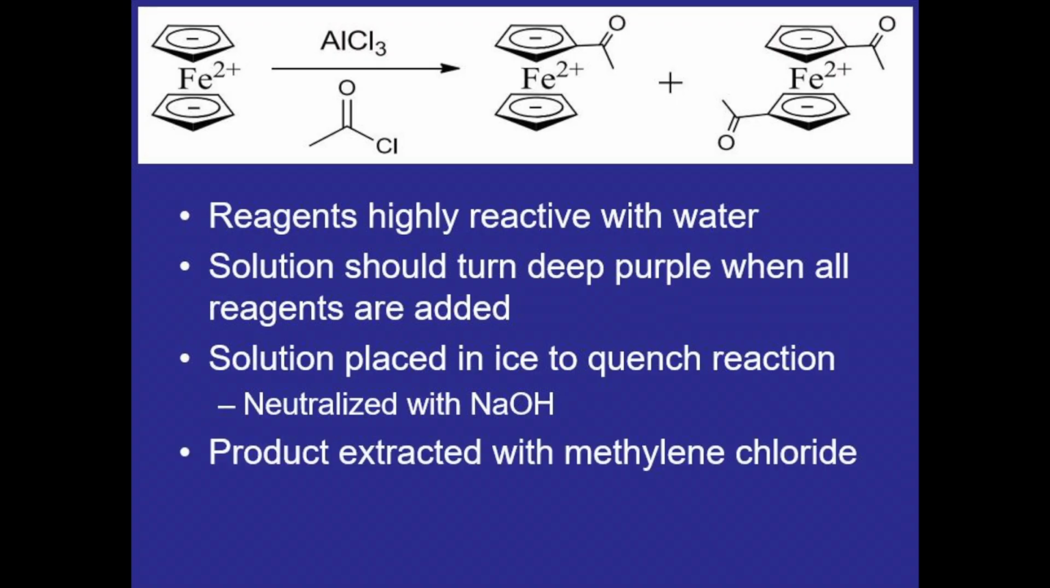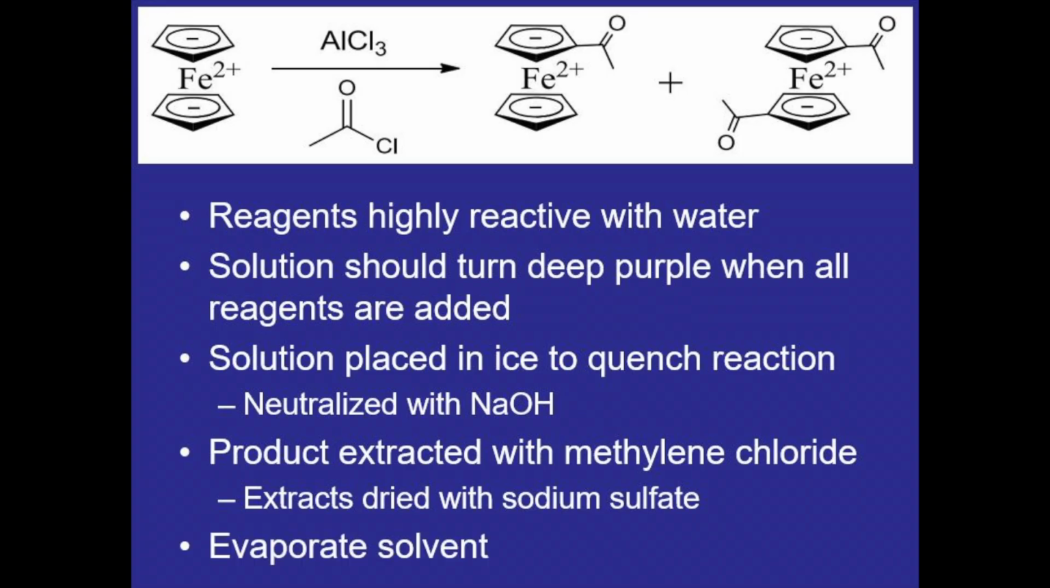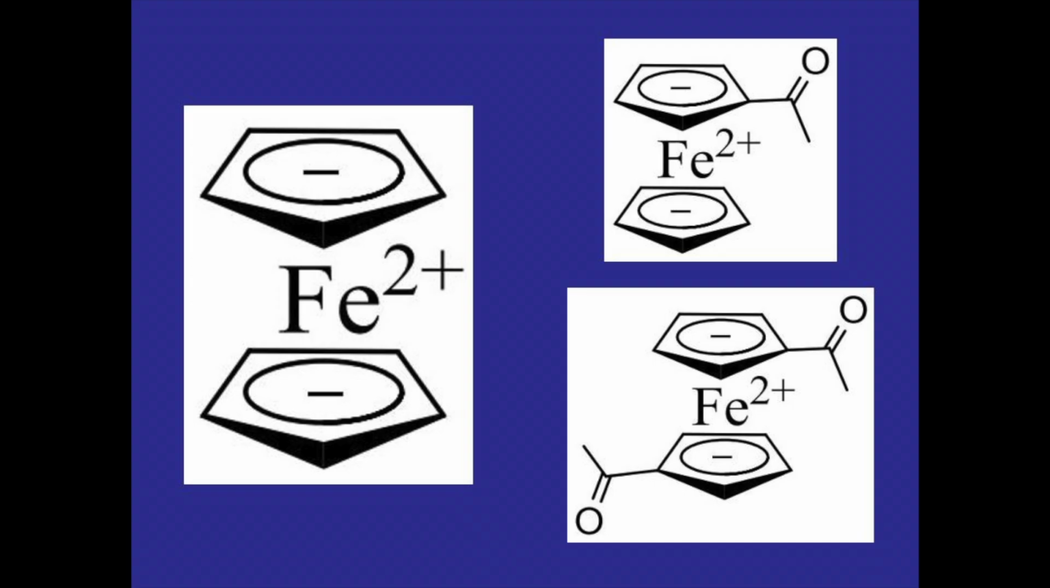Then the products can be extracted with methylene chloride and the extracts dried with sodium sulfate, and then we can evaporate the solvent off, leaving our crude products. Now, you may be wondering why these charged compounds would move into the methylene chloride solution when we do the extractions. Usually when we see charged compounds like this, we assume that they'll go into the polar aqueous phase, because that's a more stable interaction for them.